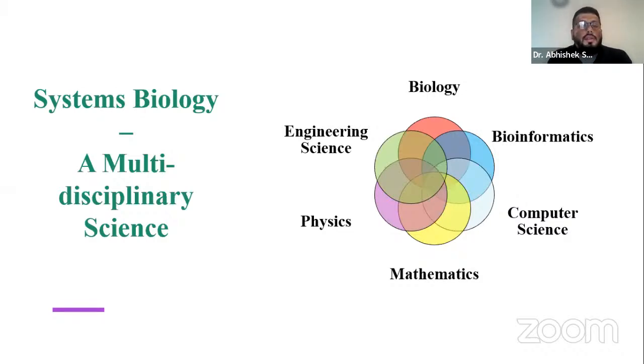So it is a multidisciplinary field of science. Fine. You can see in this slide that it has biology, engineering sciences, bioinformatics, physics, computer science, mathematics, all integrated together. Biology definitely, because this is the basis here, right? We are not studying any electrical system, or electronic system, or any transport system, right? So we are studying biological systems here.